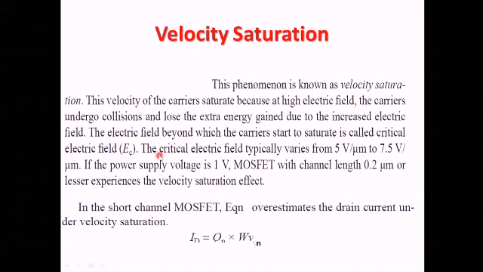The critical electric field typically varies from 5 volt per micrometer to 7.5 volt per micrometer. If the power supply voltage is 1 volt, a MOSFET with a channel length of 0.2 micrometer or lesser experiences velocity saturation effects. Now, in the short channel MOSFET equation, that is, ID is equal to Q of N into W of small v of N, this equation overestimates the drain current under velocity saturation.